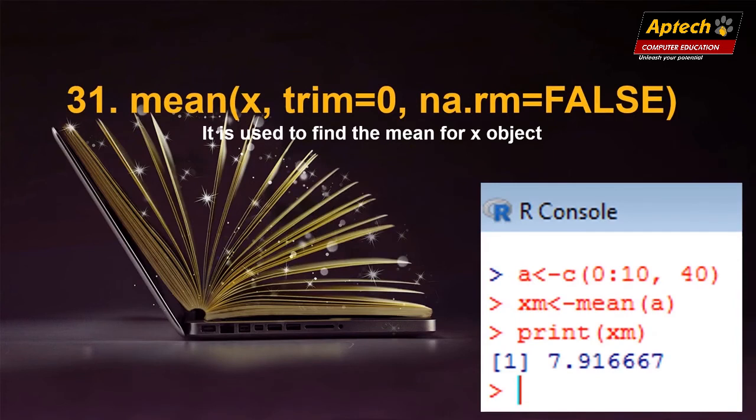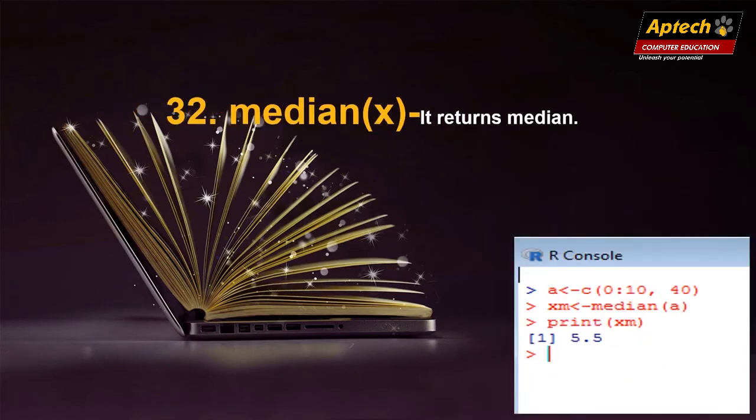The next function is the mean function. Its job is to calculate the mean of the range. So the value which we pass, it will return the mean. The next function is the median function. Again, this is a statistical function. I'm passing the range of 0 to 10 and 40 using the list in A and just printing the median of A. So the result is 5.5.